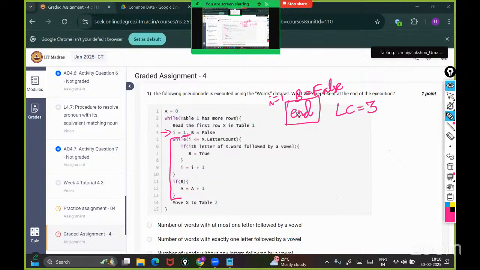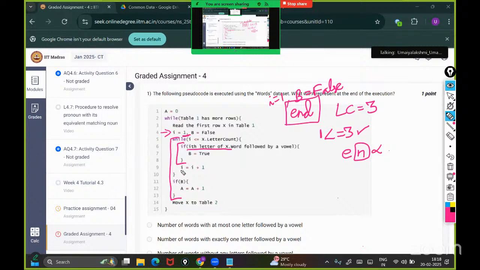First letter of the word END, that is E. So i is 1. 1 is less than or equal to 3, the condition is true. I have to take the ith letter of the word. What is the ith letter? E. Whether it is a vowel? No, it's not a vowel. That would be false. So the if condition is false.